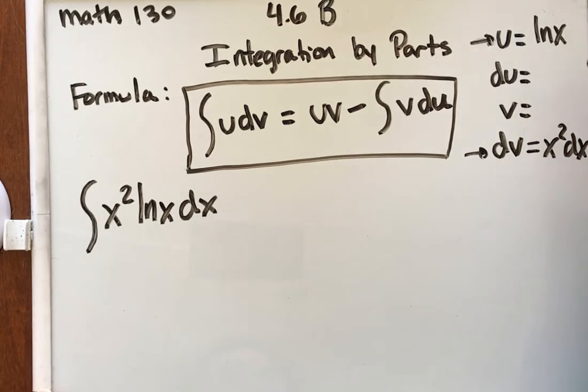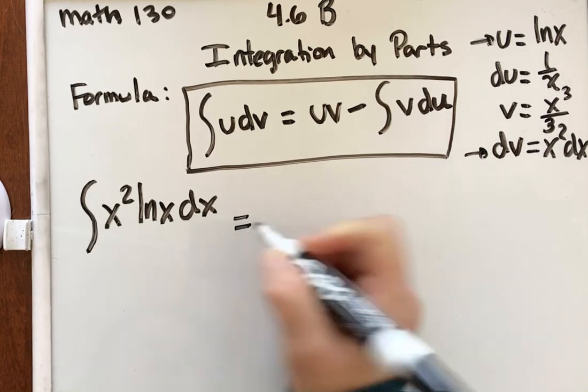All right, so now we take the derivative of ln of x, which is 1 over x, and now we're going to integrate x squared. We add 1 to the 2, which gives us 3, and divide by 3. Okay, we don't put plus c. So here's what we're going to use to apply to our formula now. See, it's not that bad.